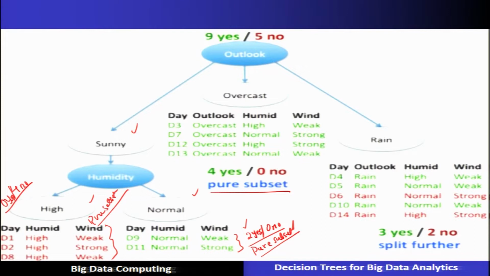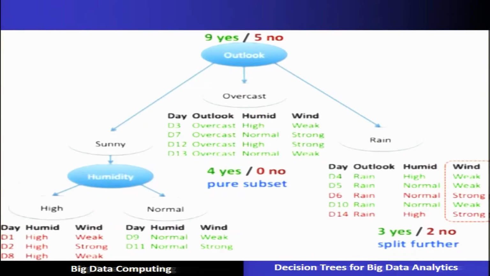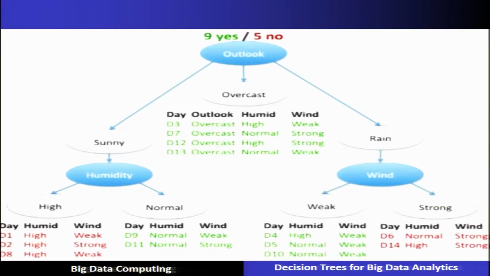Now let us see the rain. When the outlook is rain, it has a mixed or impure subset which can be split further. If we split further on the wind, what we obtain is that when the outlook is rain and the wind is weak, we have got 3 yes, so 3 times he has played, and 0 times he has not played.